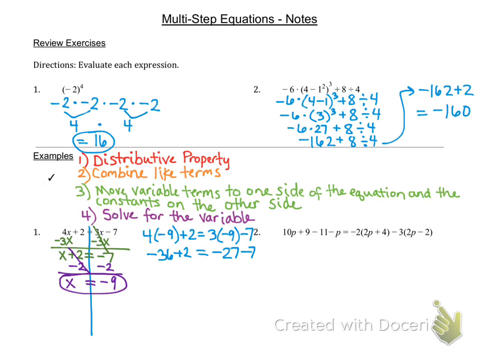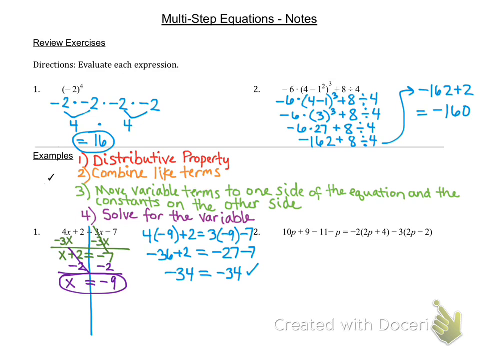Negative 36 plus 2 is a negative 34. And negative 27 minus 7 is a negative 34. Since both sides equal each other, that means I solved it correctly, and my answer is x equals negative 9.